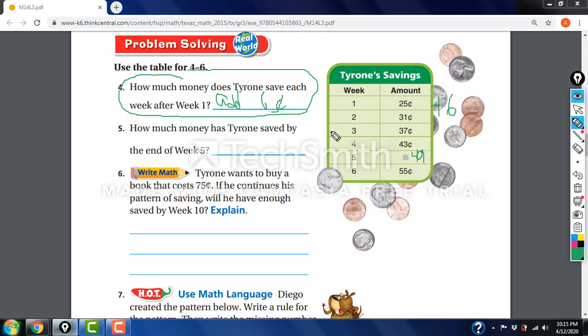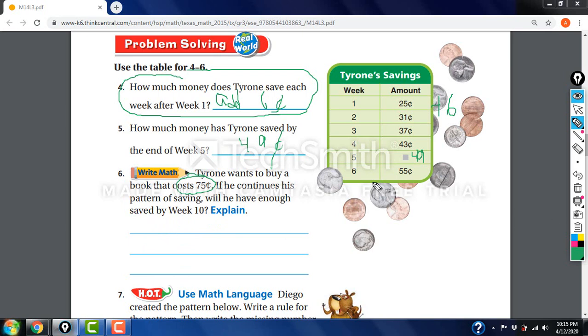How much money has Tyrone saved by the end of week 5? Well, I already figured this one out. See how I figured this one? 49 cents, if I fill out my pattern. Tyrone wants to buy a book that costs 75 cents. We know he's only in week 6, so he's got 55. If he continues his pattern of saving, will he have enough saved by week 10?